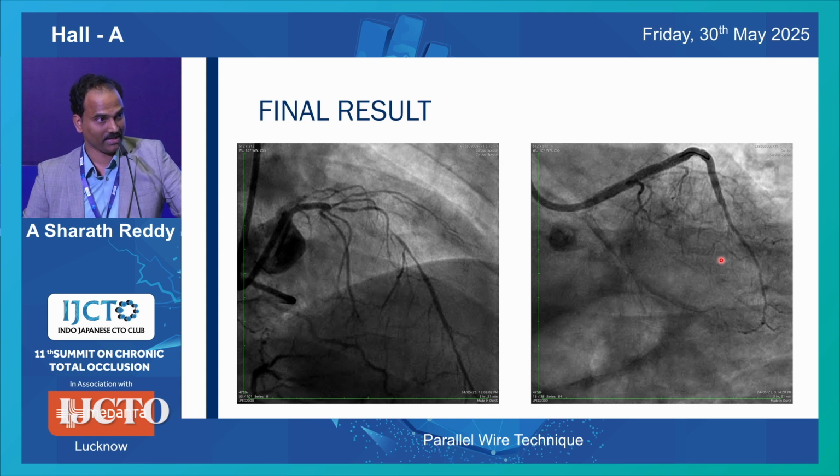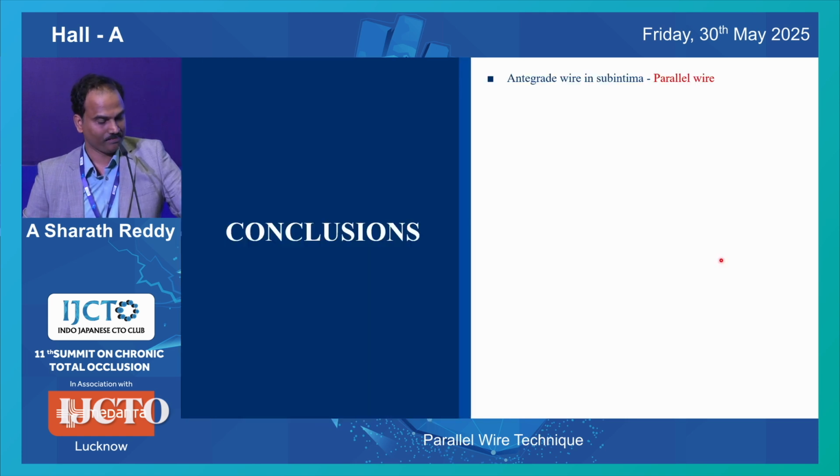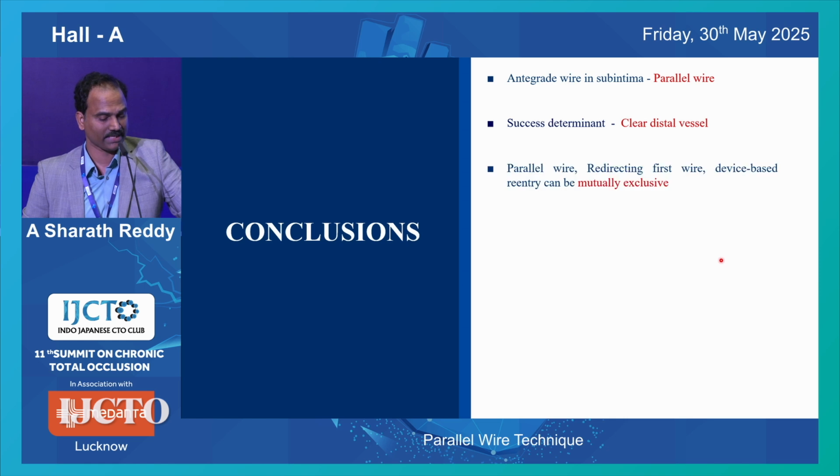See, you can see the final result is good. All the side branches are filling despite good subintimal space creation. So to conclude, parallel wire is undoubtedly unparalleled, with a good success rate. And the most important determinant is the clear distal vessel, which makes your success more predictable.